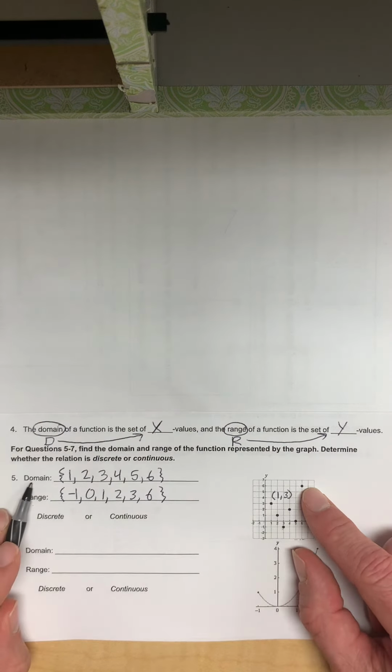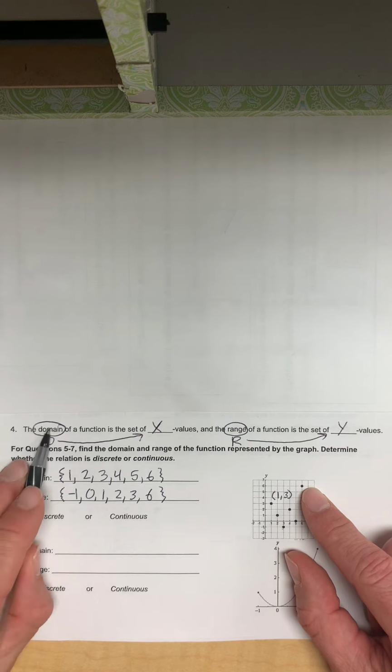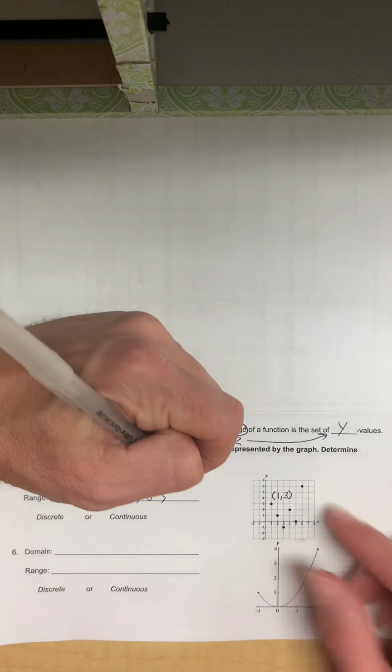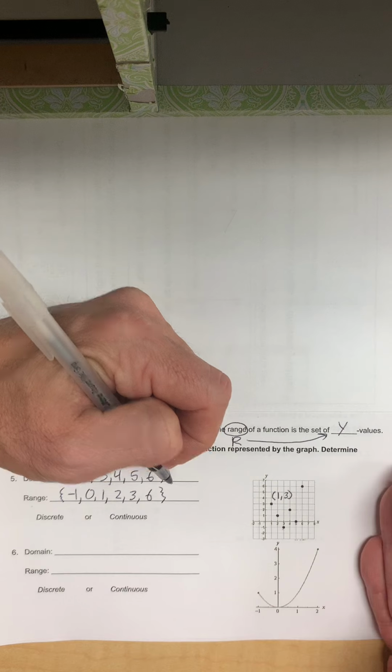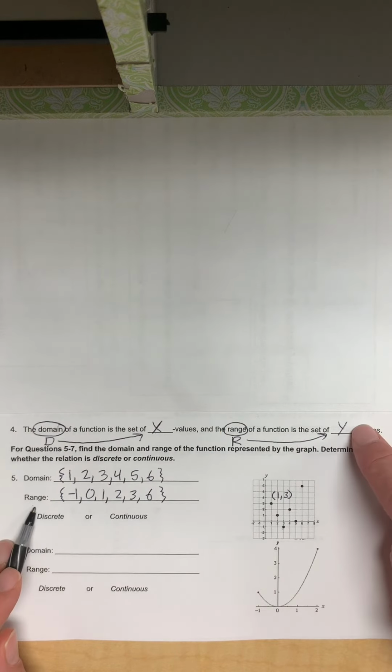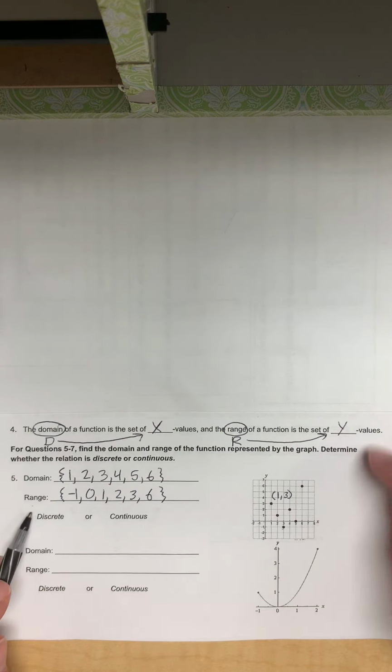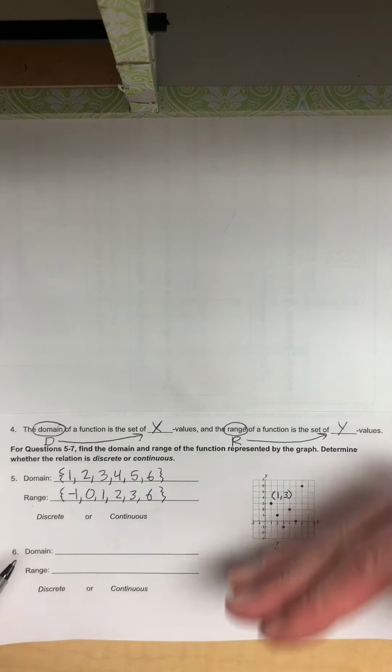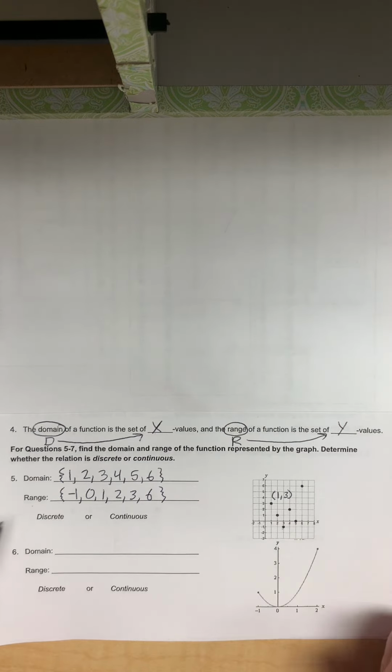So for domain, because domain is the x's, I start on the left and I go from left to right, and then range is the y's, and so for those I start at the bottom and go from bottom to top. So that's how I find domain and range.